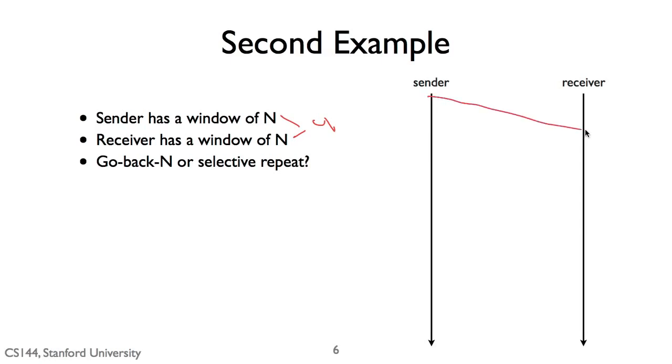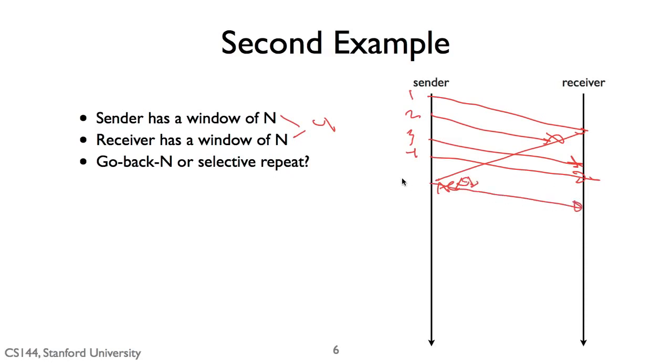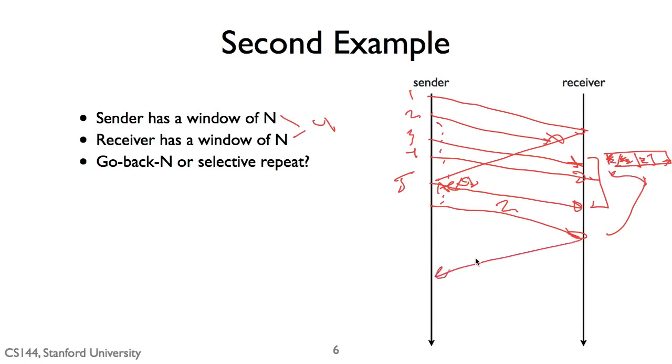So let's walk through what happens. We have again 1, 2, 3, 4. 2 is lost. So we get an acknowledgement for 1, ACK 1, results in packet 5 being sent. Then at some point, 2's retransmission timer fires. And so we resend 2. Now the receiver has been able to buffer these packets because it has a window of size N. And so it had 3 packets buffered. So here is its buffer. It had packets 3, 4, and 5. Packet 2 arrives. It can then acknowledge 5.